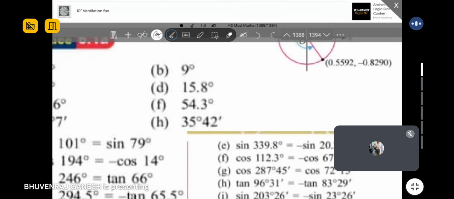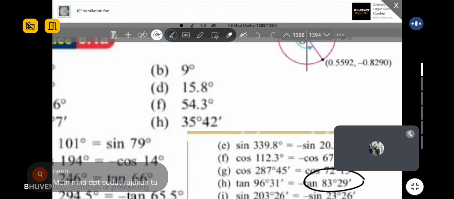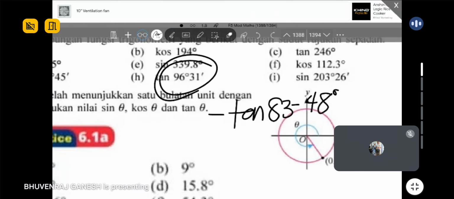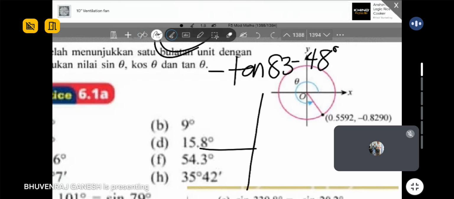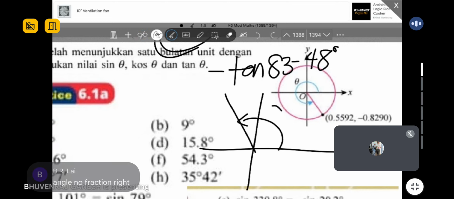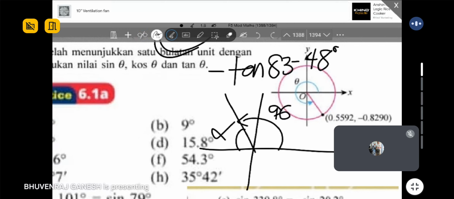Okay guys, buku teks bagi jawapan dalam darjah dan minit. If you give your answer in decimals, also can. It doesn't mean you need to convert back to degree and minute. Both also can. Macam mana dapat sudut rujukan tu? Ini dah cakap kuadran kedua kan, kat sini 96. Betul? So alpha dia kat sini. Alpha tu sudut rujukan. So kamu boleh cari: 180 minus 96, so dapat 83.48.